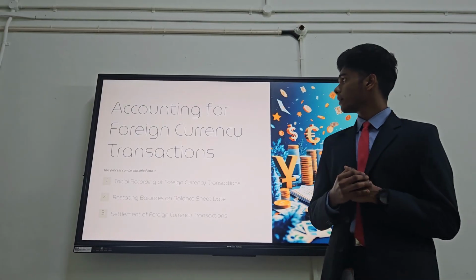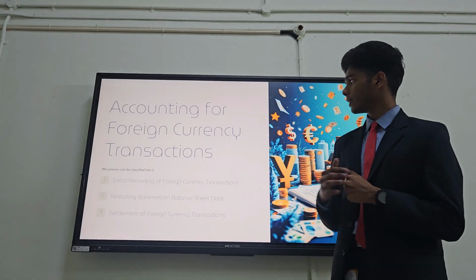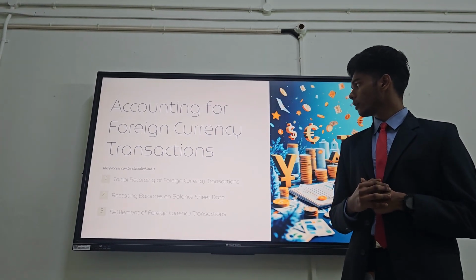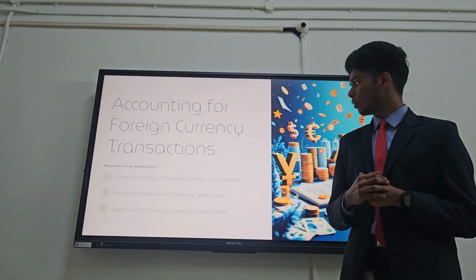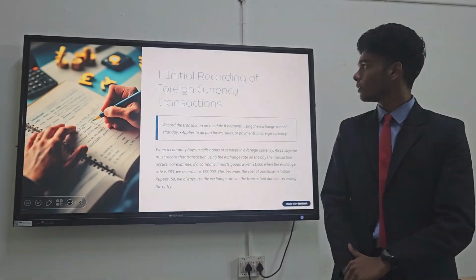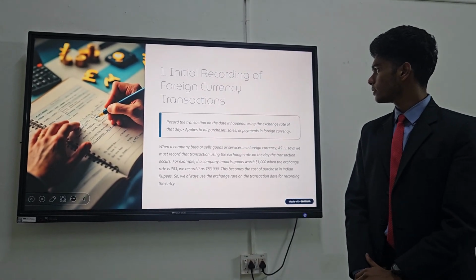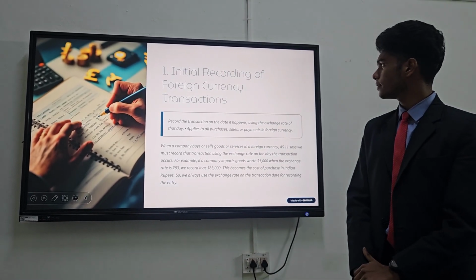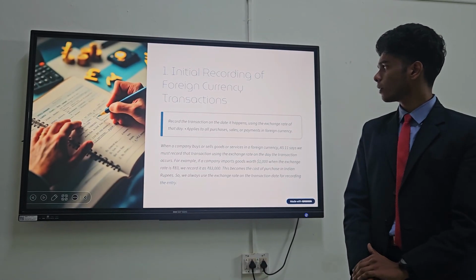Today, I am going to explain the accounting for foreign currency transactions. The process can be divided into three stages. First one, initial recording of foreign currency transaction. Second one, restating balances on balance sheet date. Third one, settlement of foreign currency transaction. Initial recording of foreign currency transaction: recording the transaction on the date it happens using the exchange rate of that day. Applies to all purchases, sales, or payments in foreign currency.